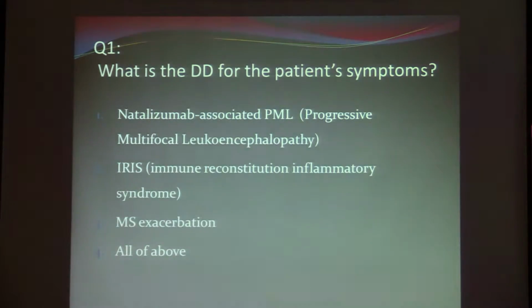So the first question is, what is the differential diagnosis for the patient's symptoms? First option is natalizumab associated PML. The second option is IRIS, immune reconstitution inflammatory syndrome, MS exacerbation, or all of the above.